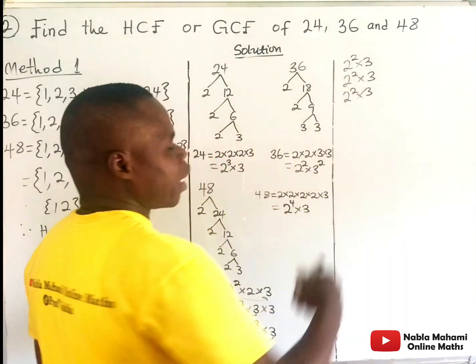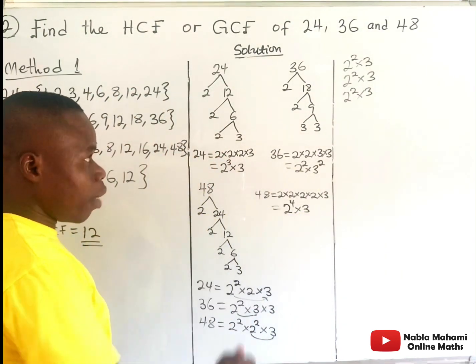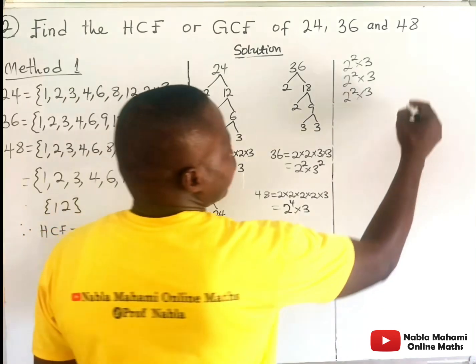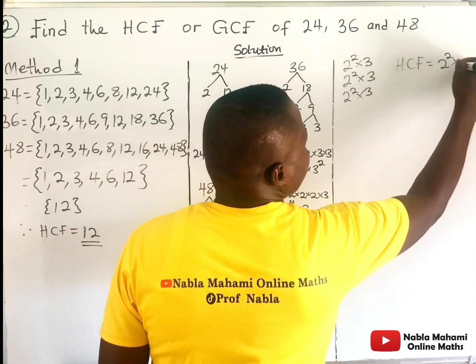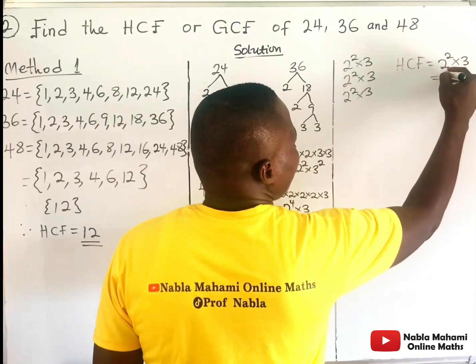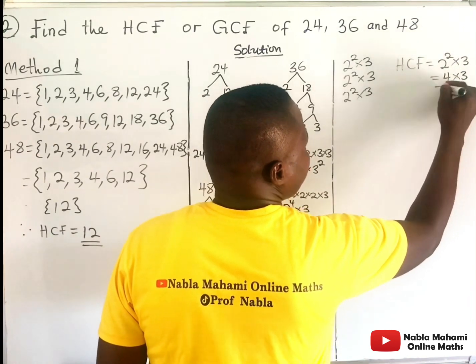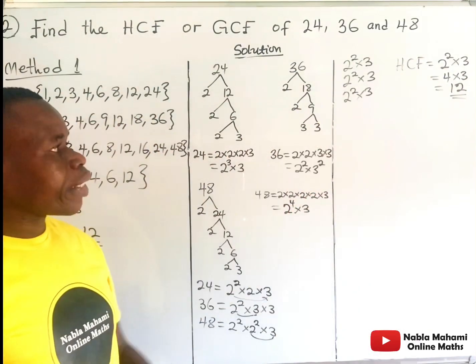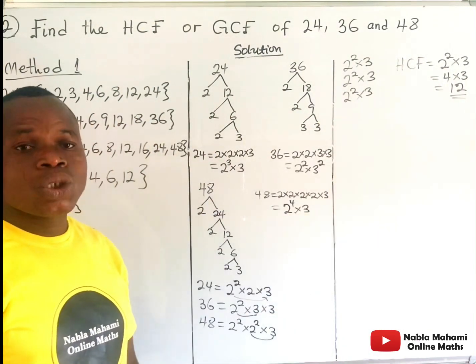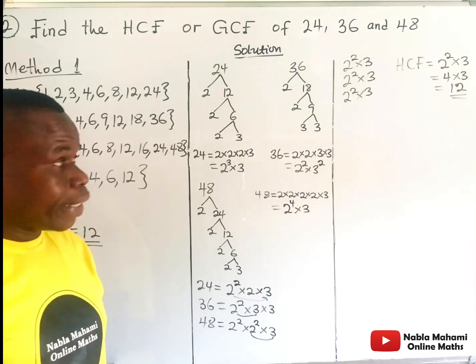So you see that all of these are now the same and I can find them through all these numbers. Meaning my highest common factor for these numbers will now be 2 to the power 2 times 3. And 2 to the power 2 is 4, times 3, and 4 times 3 is 12. So you can see that the highest common factor there is 12. Now let's use method 3.